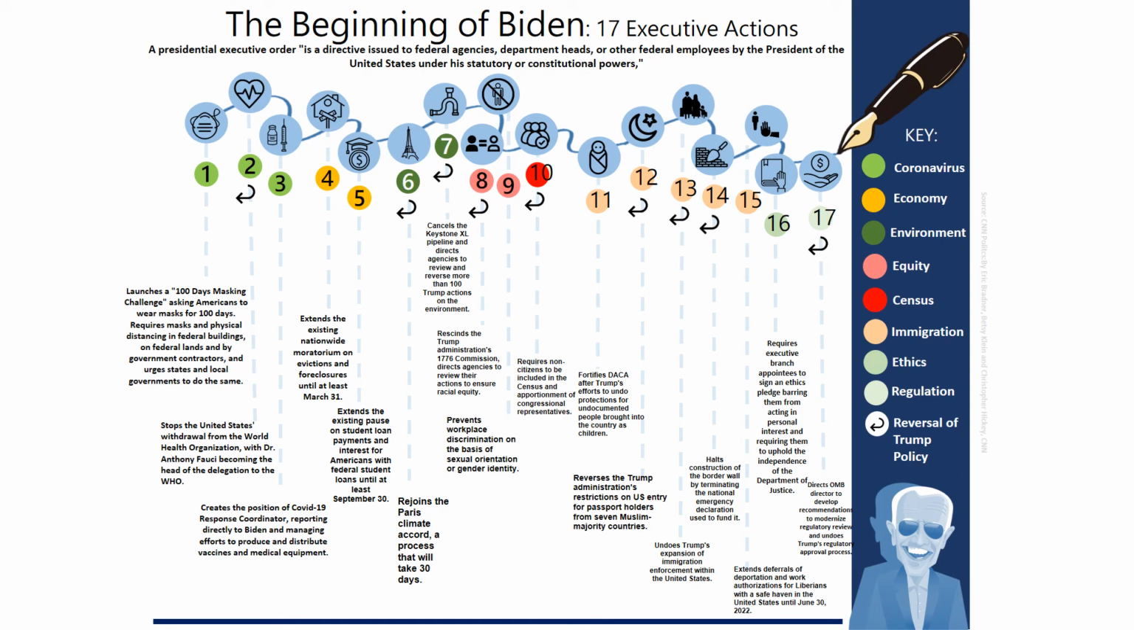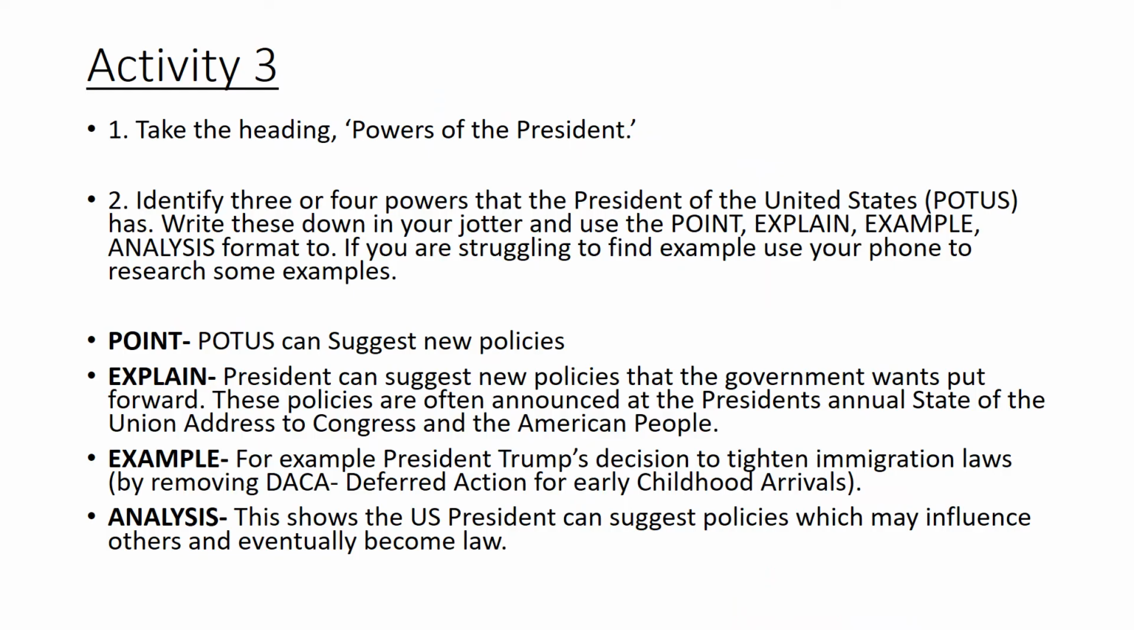So any of these examples would be great to use in your essay in terms of executive orders that have been introduced by Joe Biden. So activity 3, you're looking to take the heading in your jotter, powers of the President. So you're looking to identify 3 or 4 powers that the President of the United States, POTUS for short, has. You're looking to write these in your jotters using the point, explain, example, analysis format to do this. If you're struggling to find examples, then you can use your phone to research some examples that you could use.